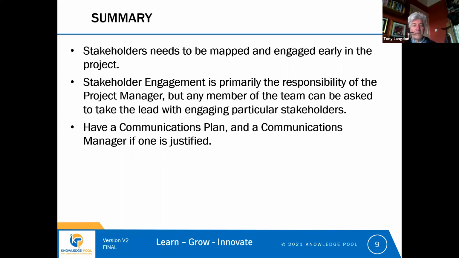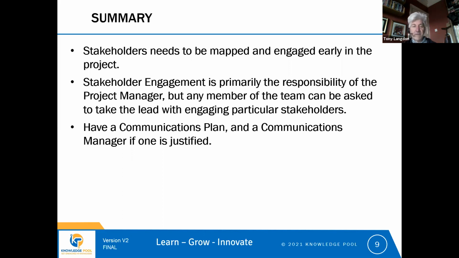And engaging with stakeholders, it's primarily the responsibility of the project manager, but any member of the team can be asked to take a lead on engaging particular stakeholders. We would always recommend having a communications plan. On a small project, the project manager can run that communications plan themselves because it's part of their project plan. On a bigger project, probably having a communications manager, if one is justified, is a very good thing because the communications manager can run the communications plan and make sure that all of the communication that comes out from the project is as it should be.